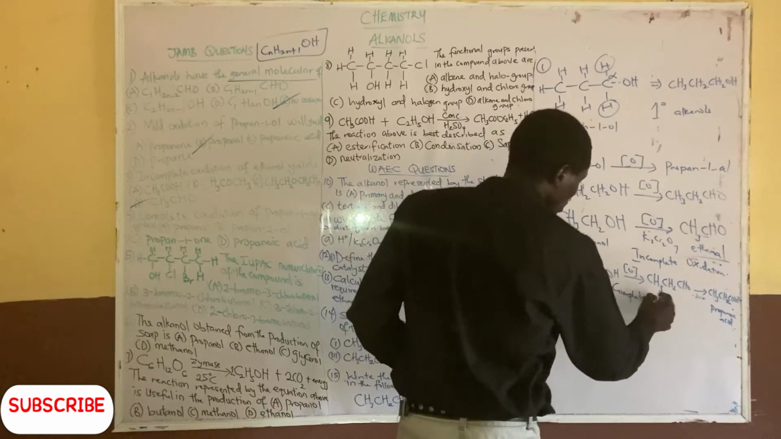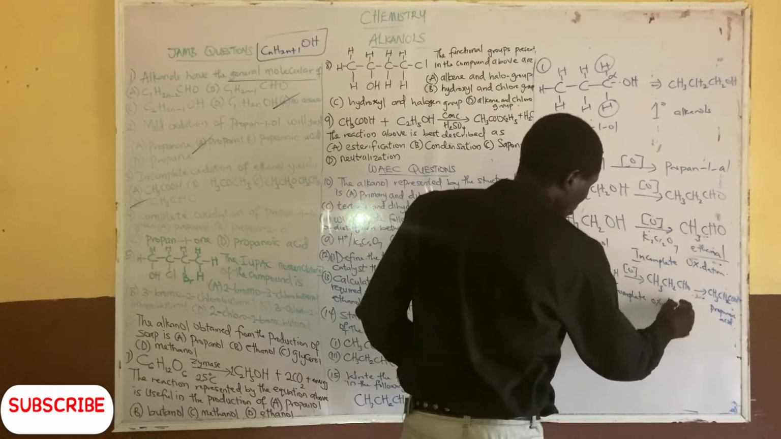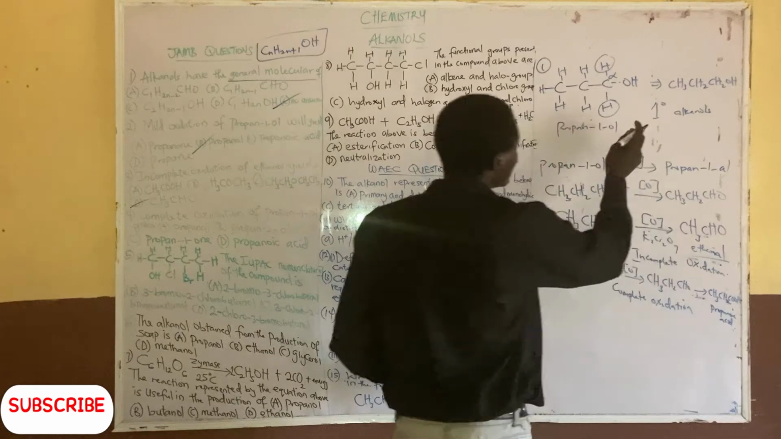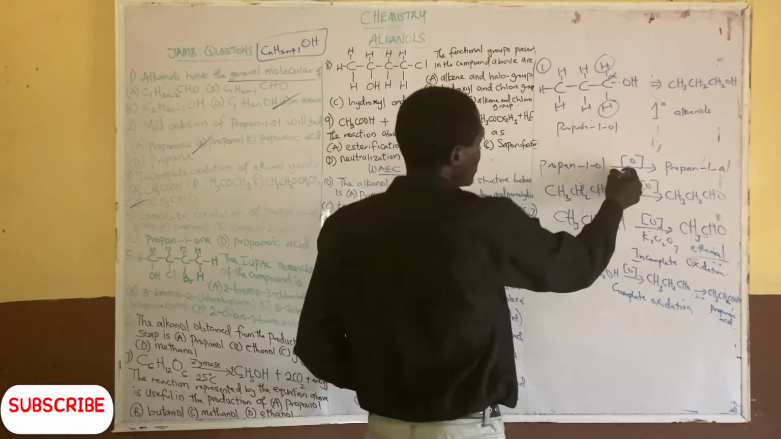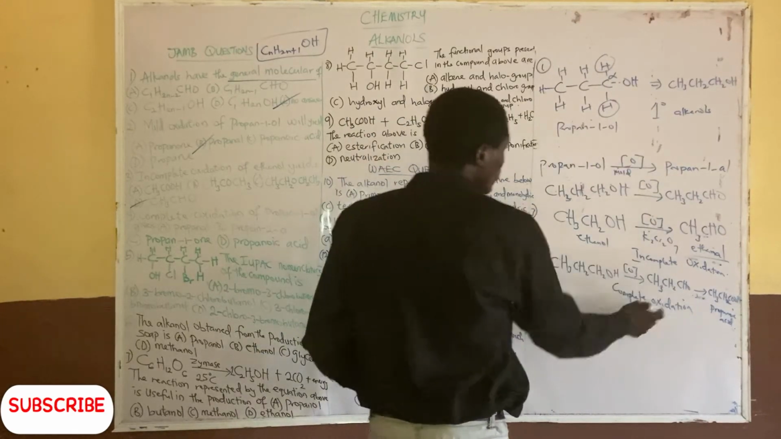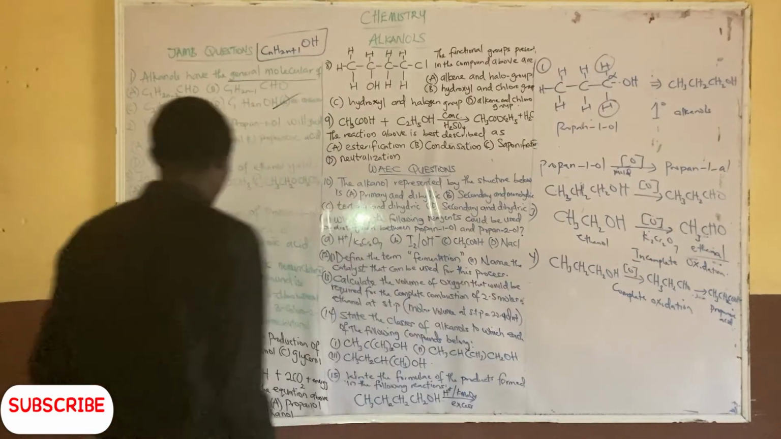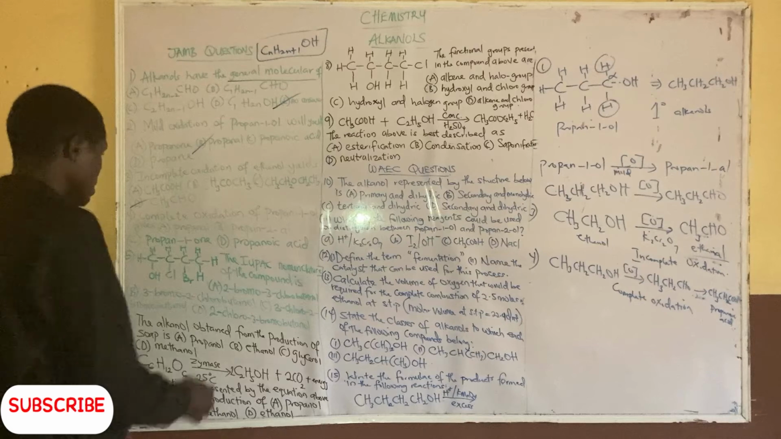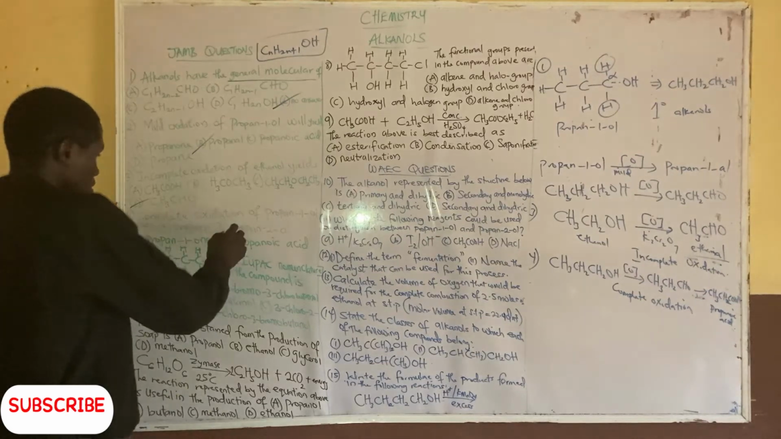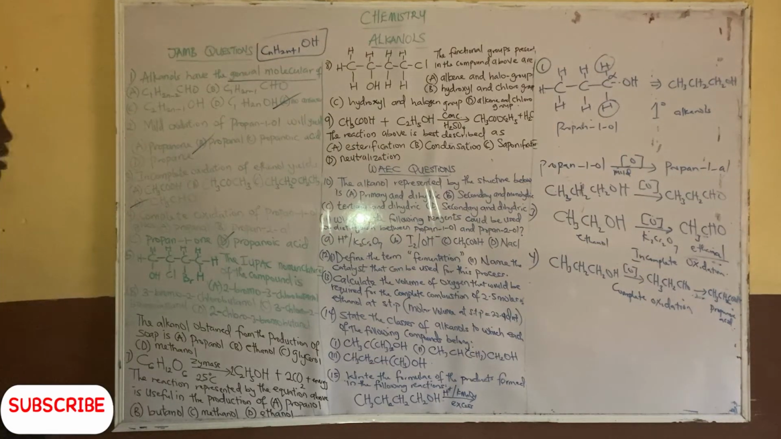So further oxidation now is complete oxidation. It's different from the mild or incomplete oxidation. This is mild oxidation, and this is complete oxidation. So complete oxidation gives us propanoic acid. And what option is propanoic acid? We have option D as our answer.